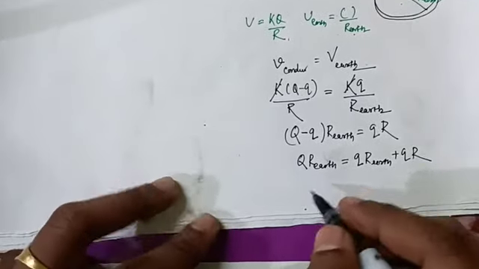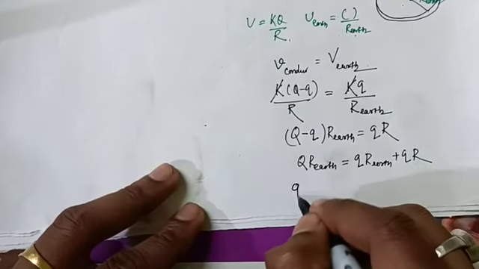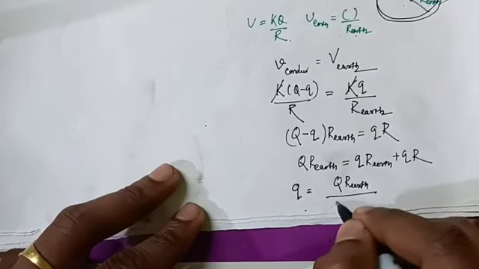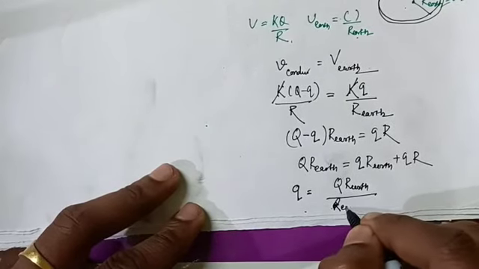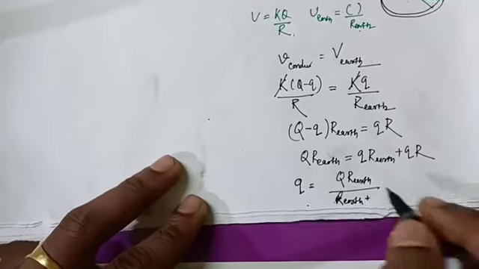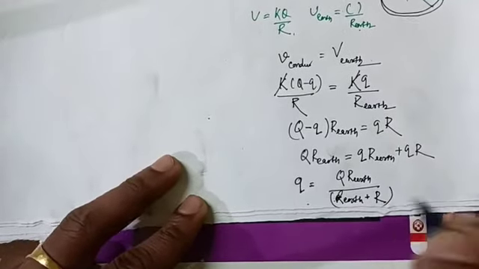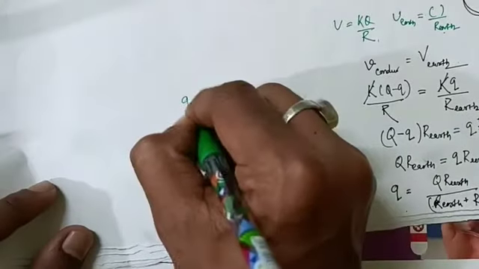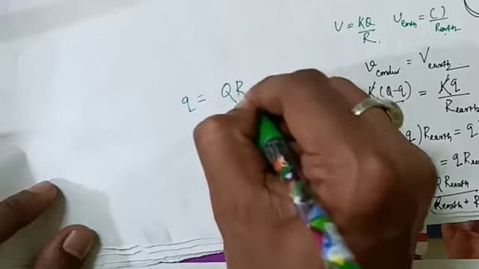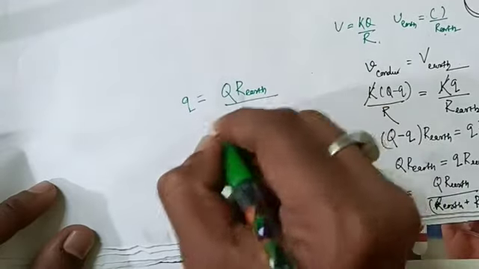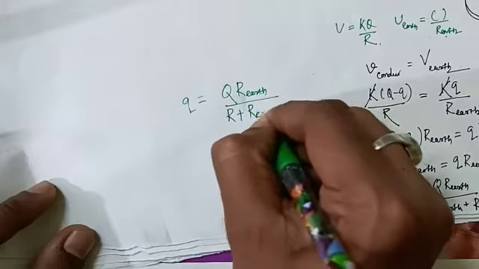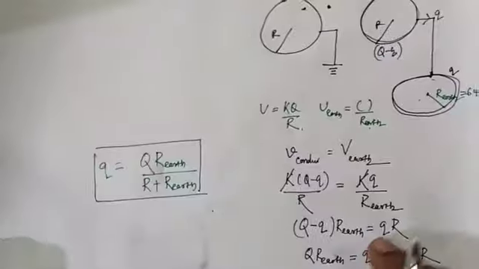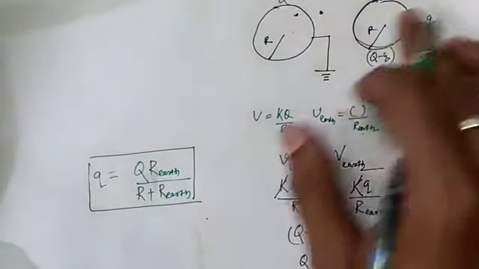A little arrangement if I do here, the expression of q is coming: q equals Q radius of earth upon what? R earth, radius of earth plus radius of the conductor. This is the expression coming out. So the final expression I want to write is q equals Q radius of earth upon R plus radius of earth. This is the charge flown from one conductor to the earth if it is grounded.